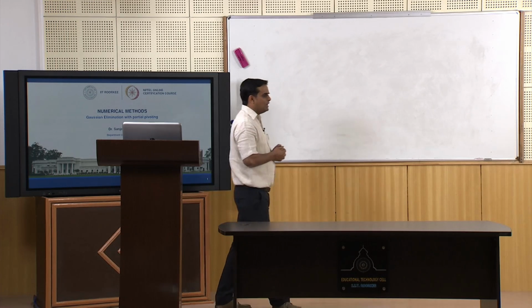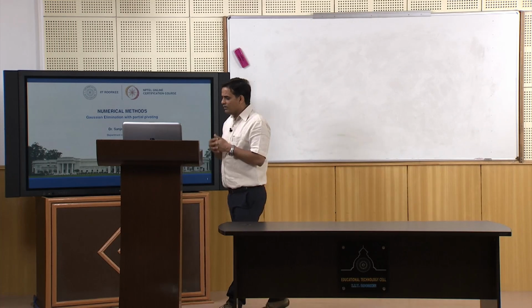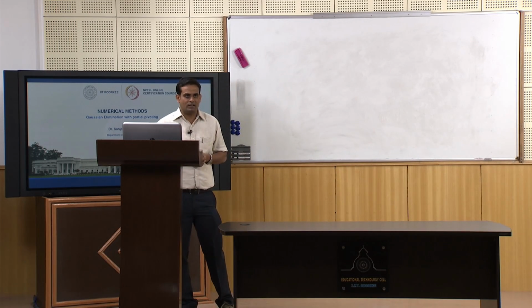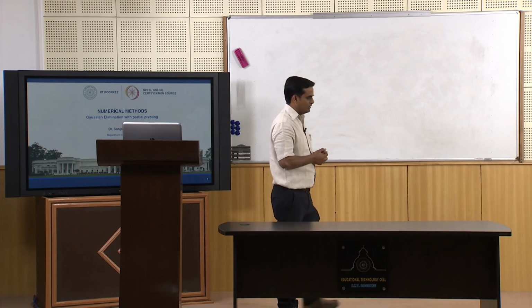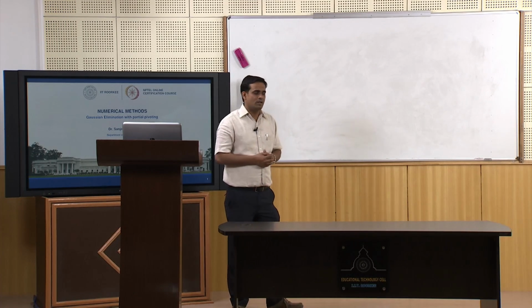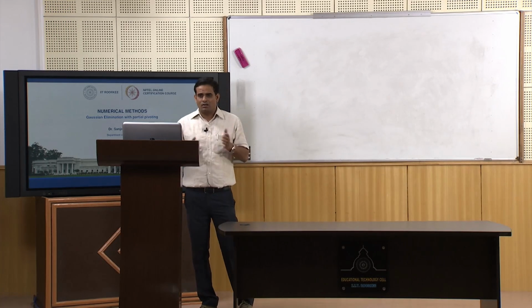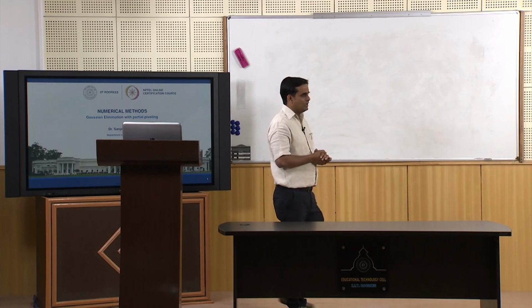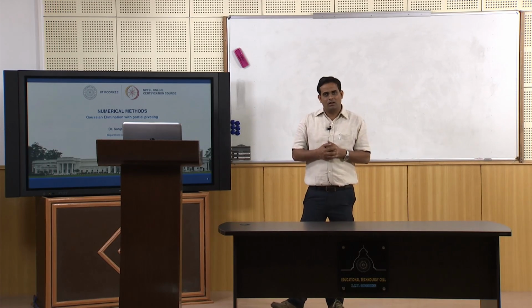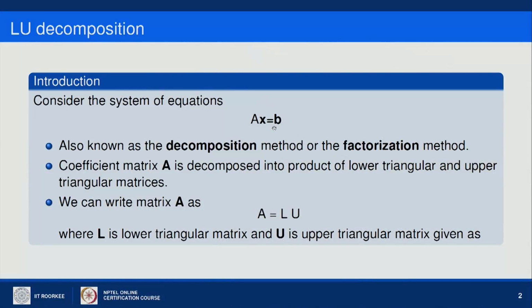However, in Gaussian elimination we were converting or reducing our matrix into an upper triangular matrix, and then we were using back substitution. Here the idea is to write the coefficient matrix as a product of lower and upper triangular matrices, and then solve the linear system of equations using forward followed by the back substitutions. So, consider the system of equations AX equals to B. This is also known as the decomposition or factorization method.